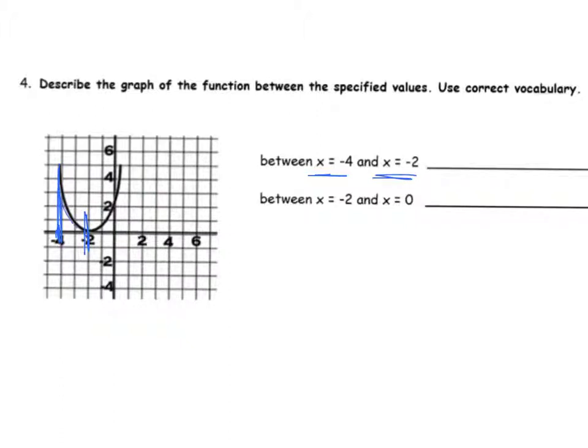That section of the graph is going downhill, so it's decreasing, and it does not form a straight line. There's a curve to it. So it is nonlinear decreasing.